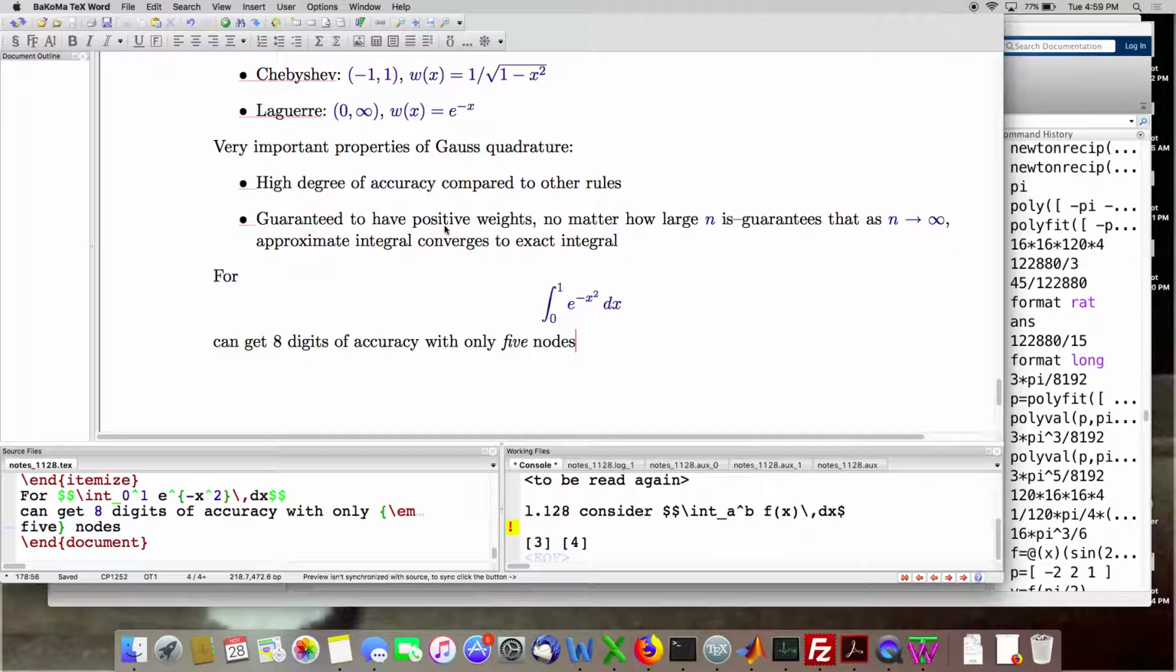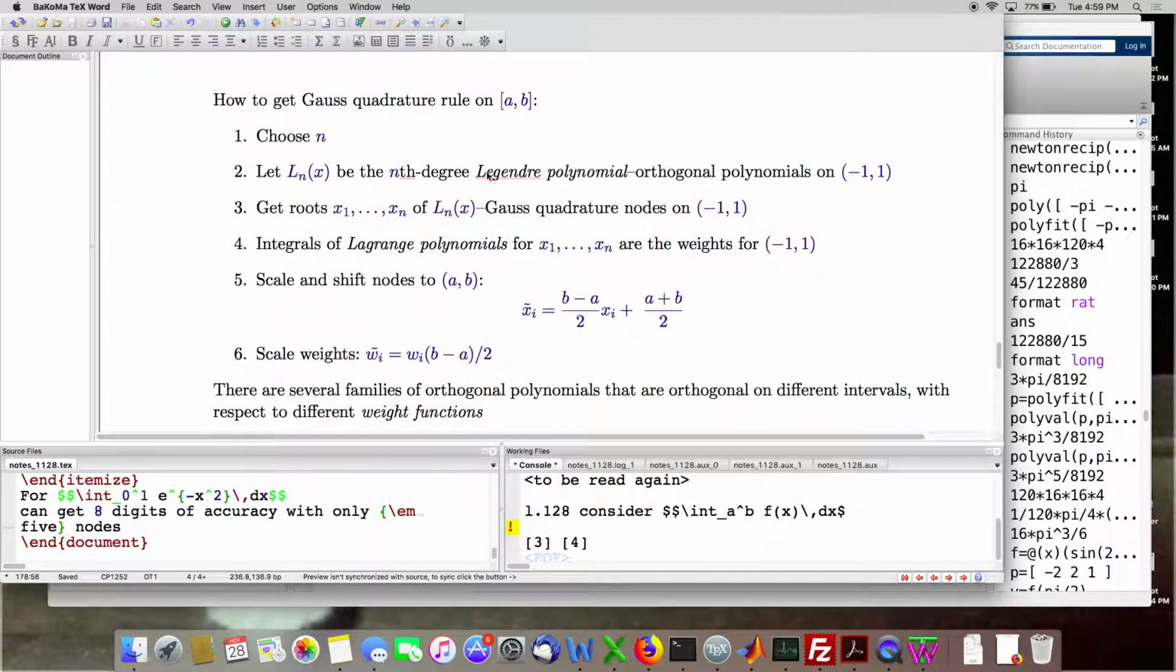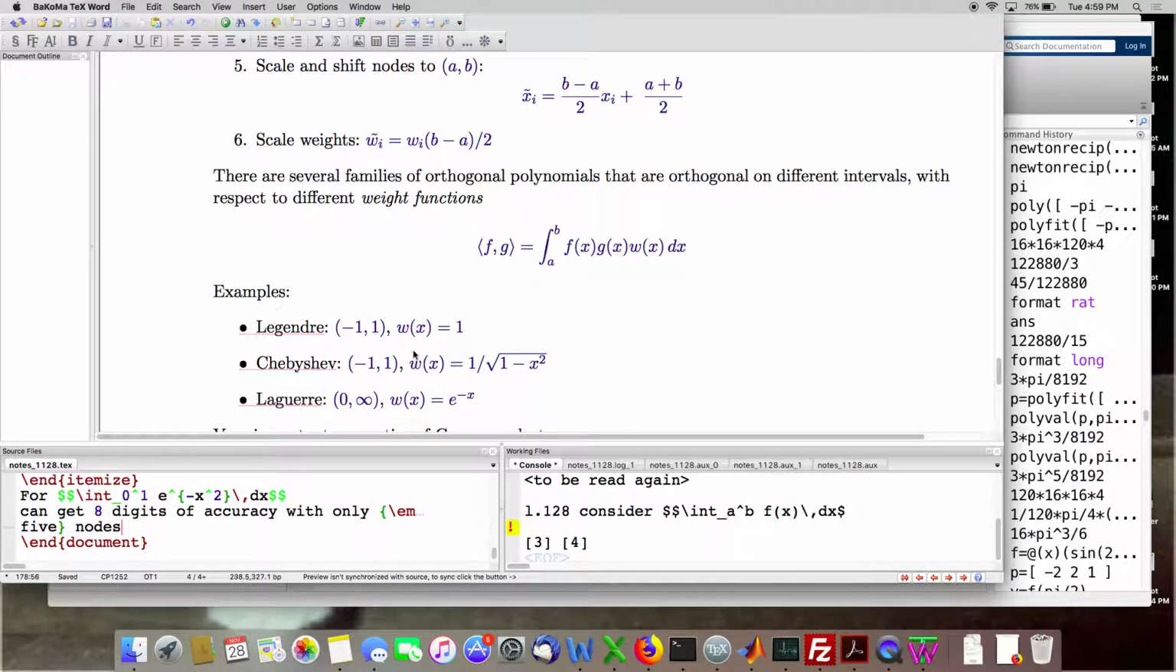Now, granted, the nodes can be hard to get if you don't already have them in a table. In most typical applications, chances are there would be nodes available, not just for Legendre polynomials, but even for other families for which these are not useful.